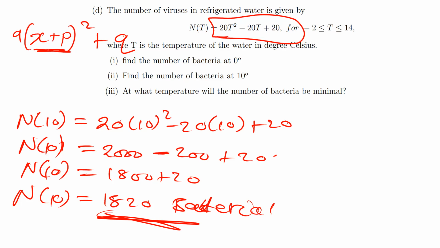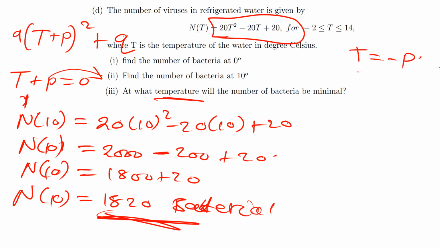If you want to find the temperature at which the number of bacteria will be minimal, you take this part here and equate it to 0. In this case, you do not have X, you have T, because the function is a function of T, not of X. So when you take P to the other side of the equal sign, T will be equal to negative P.